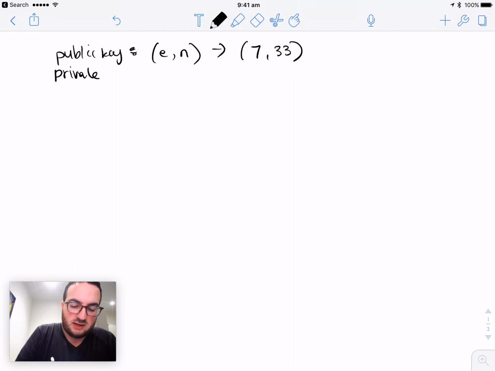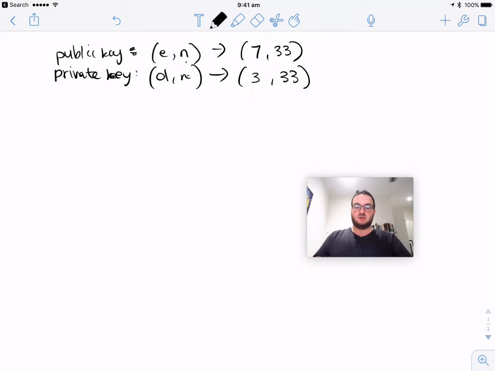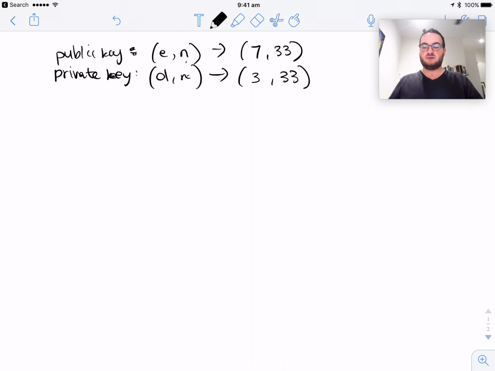But the private key, that is made up of D and the same N from above. An example of that might be 3 and 33. Notice how the N is the same for both of them. If you want to understand RSA, it's really important to know how to use these numbers.